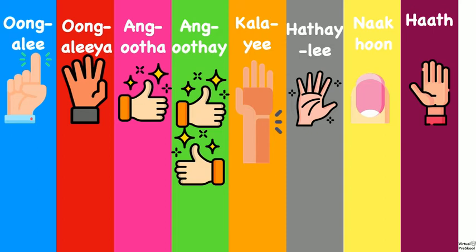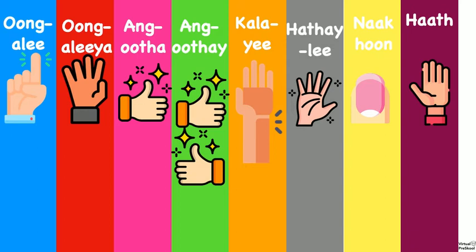Geez, there's so many. So first we have finger. Finger is Oong-alee. Oong-alee. But we don't just have one finger, we have 10 fingers, plural. So fingers are ungaliyan. So one finger is Oong-alee, fingers are ungaliyan.